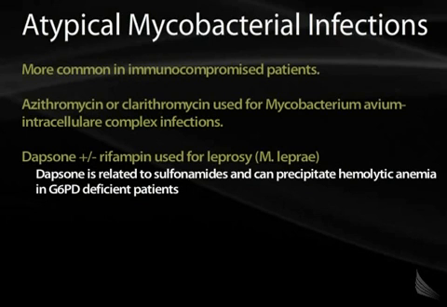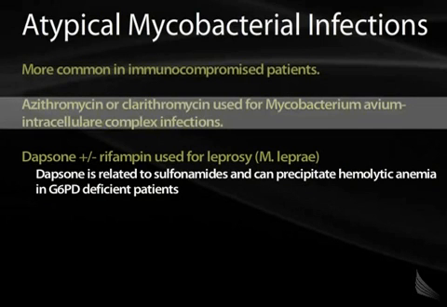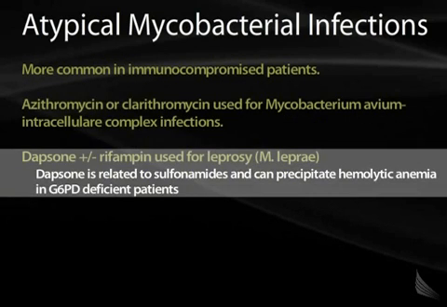Some other mycobacterial infections that you should know about include Mycobacterium avium intracellulare, and these are more common in immunocompromised patients. The drugs of choice for these infections are azithromycin and clarithromycin. For Mycobacterium leprae, the cause of leprosy, dapsone plus or minus rifampin is used to treat these. Remember that dapsone is related to sulfa drugs and can cause hemolytic anemia in G6PD deficient patients.